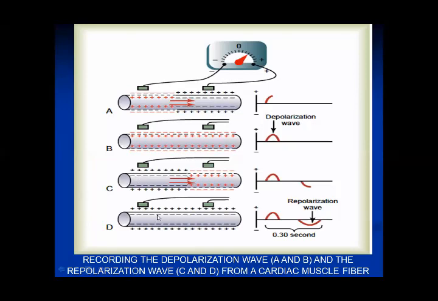Now coming to this D diagram, here we see again that the whole outside is positive. There is no difference in polarity. So when there is no difference in polarity, it means that there would be no flow of current. And the wave would go back to the isoelectric line, which shows that there is no flow of current, right?